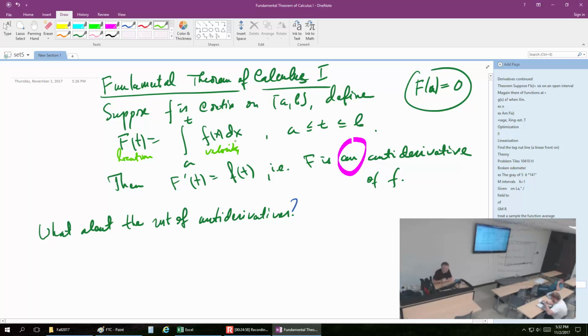So the question I'm asking is, if the velocity was given, and we found one location function, are there any others? With the same velocity, could you have a different location function? Yes. It's not about proportional.